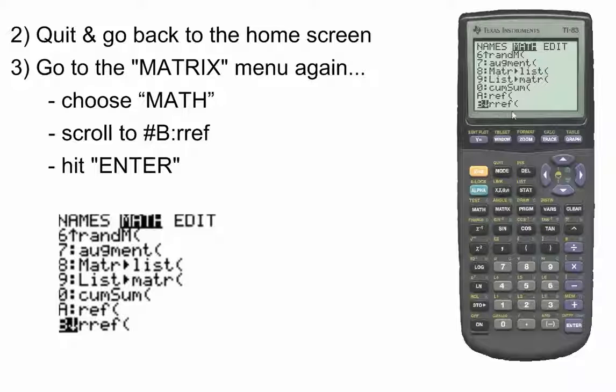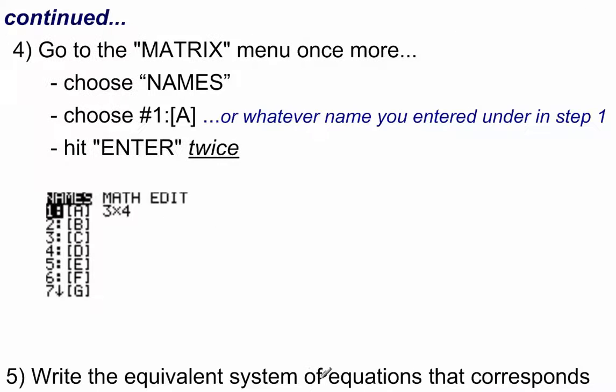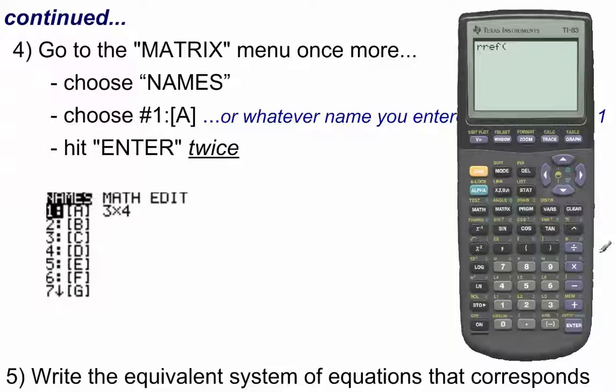We want reduced row echelon form, so hit enter, and it wants to know on what matrix. So I'm going to have to tell it the name. So matrix, and we want to just choose name A and hit enter again, and there we've got our reduced row echelon matrix. Very, very cool. So we should be able to just read off this answer.